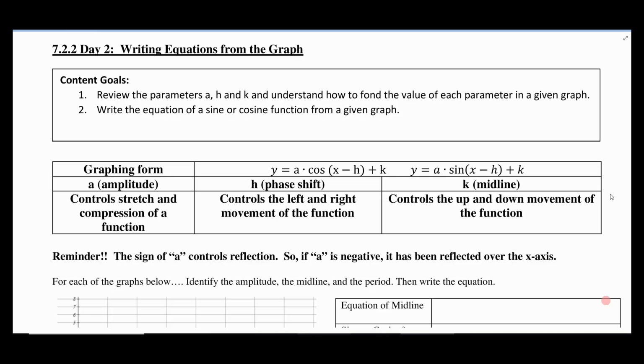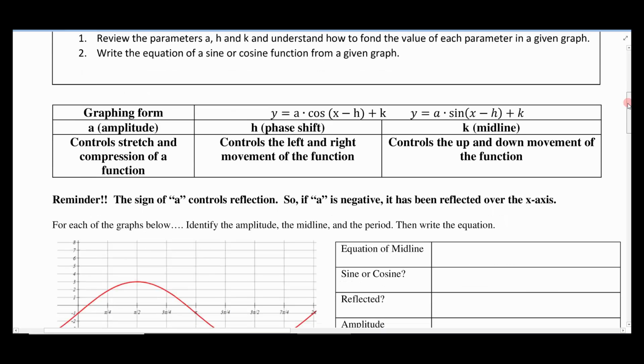Today we're going to focus on writing equations from the graph, specifically for trig functions. So our content goals for today, we again just want to make sure that we understand what a, h, and k do in the graphing form for our trig functions, specifically sine and cosine, and be able to find the value of each of those parameters in a given graph, and then use those to ultimately write the equation of the graph we are looking at. All right. So let's go ahead and get started with that.